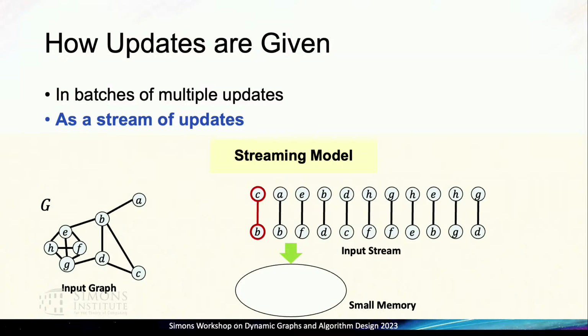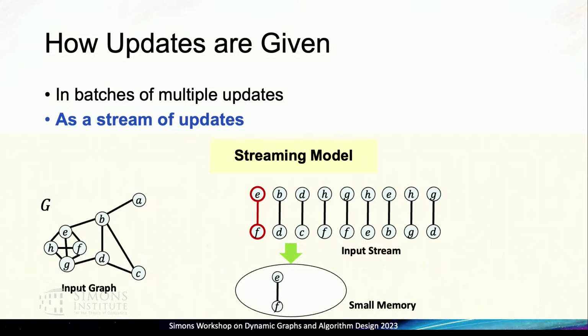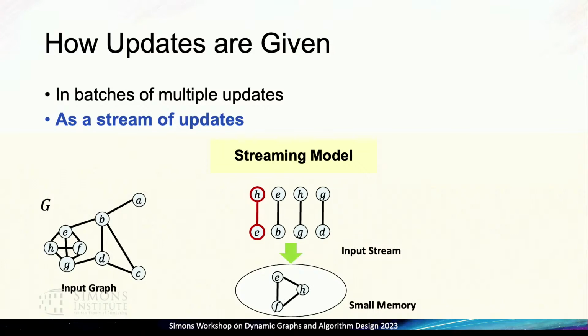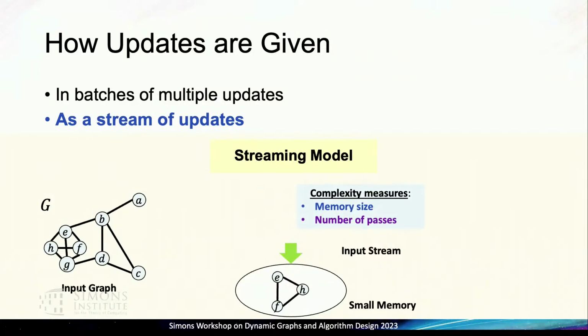You don't have enough memory to store all of your graph, but instead you can store a part of your graph. So you're given these edges one at a time, and you can choose to store some number of these edges in your memory for whichever problem you want to process. So you're given the stream, and you store parts of the stream. And the relevant complexity measures in this model are the total memory that you're using to store whichever part of the stream you want to store, and the number of passes through the stream that you need for your problem.